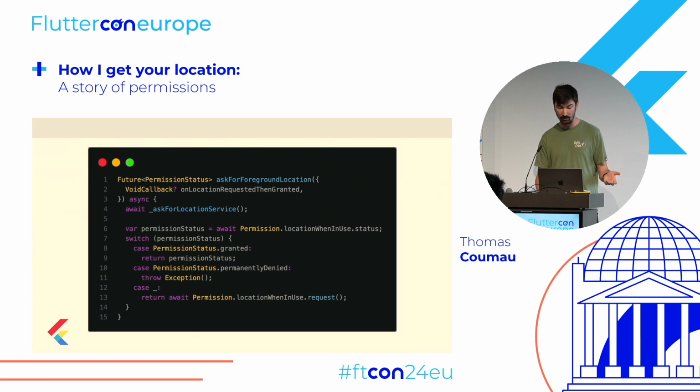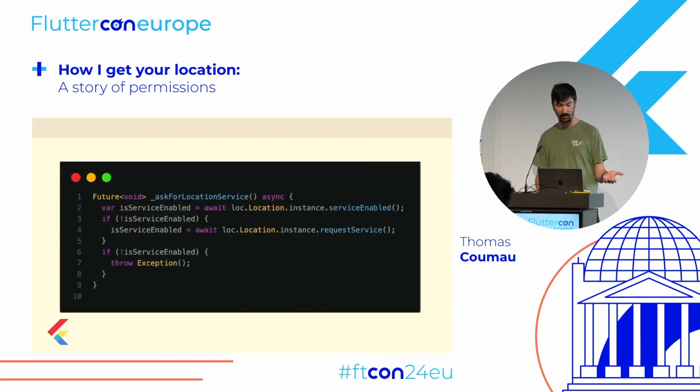How does the location service work? We just have to look if the service is enabled. And then if it's not, we can request. If the service is not enabled, we can actually throw a specific exception if we want. Here it is just generic, to redirect however we want. And that's it for the foreground permission.